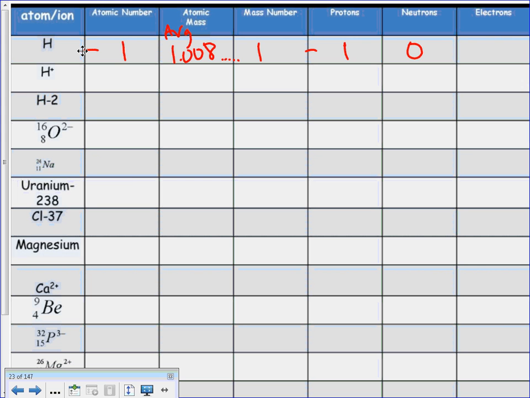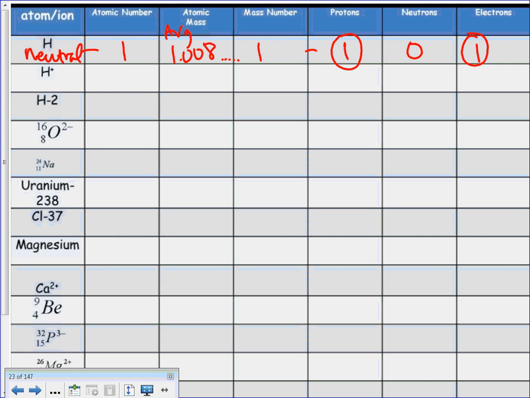How many electrons should it have? I'll start pulling my cards here. You guys help me out here. Why 1? Because it has to have the same number as a proton, because these two things are going to be equal when it's neutral. And it's neutral because there is no charge on it.